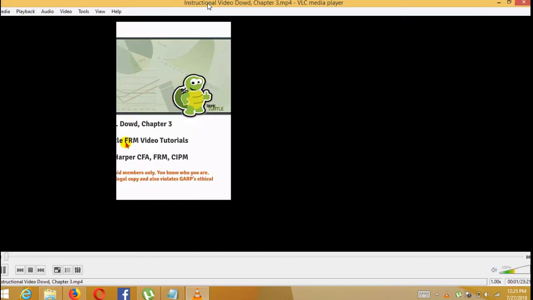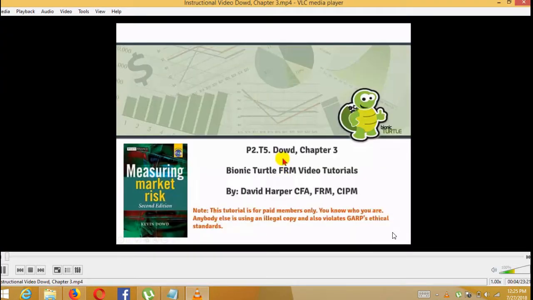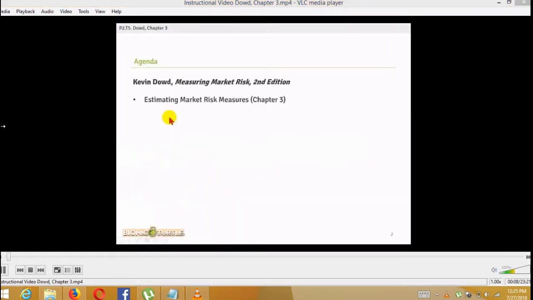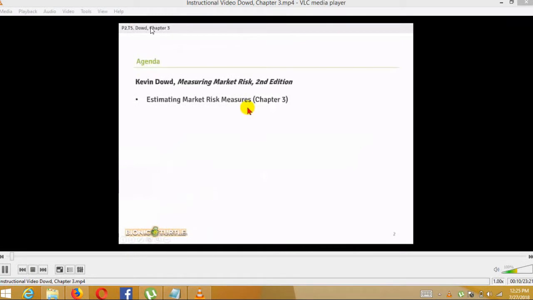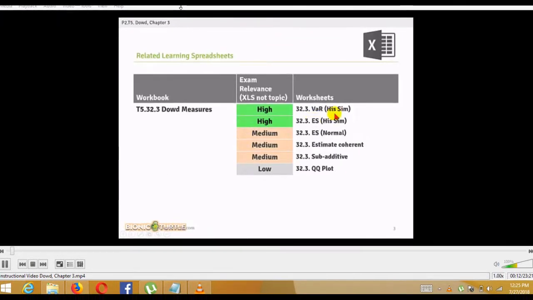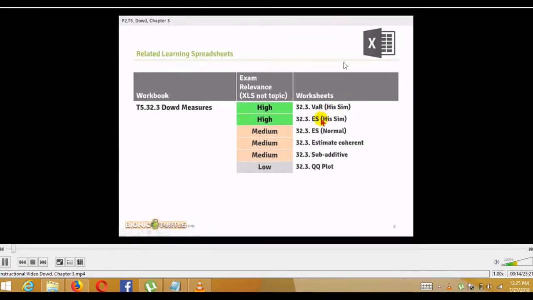Hi, this is David. Welcome to Part 2, Topic 5, Dowd, Chapter 3 from the book Measuring Market Risk. And Chapter 3 is called Estimating Market Risk Measures and is primarily concerned with value at risk, expected shortfall, and really it's an argument in favor of coherent risk measures. So we'll look at that shortly.